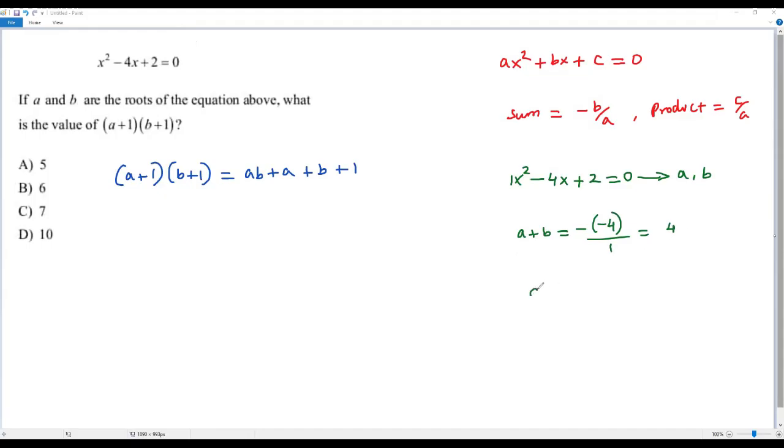Now let's get the product of the two roots. That is a times b. That is equal to c over a. So here c is the constant term. That is 2 divided by the coefficient of x², that is the value of a. Then we get 2. Okay, here I got the values of a + b and ab.